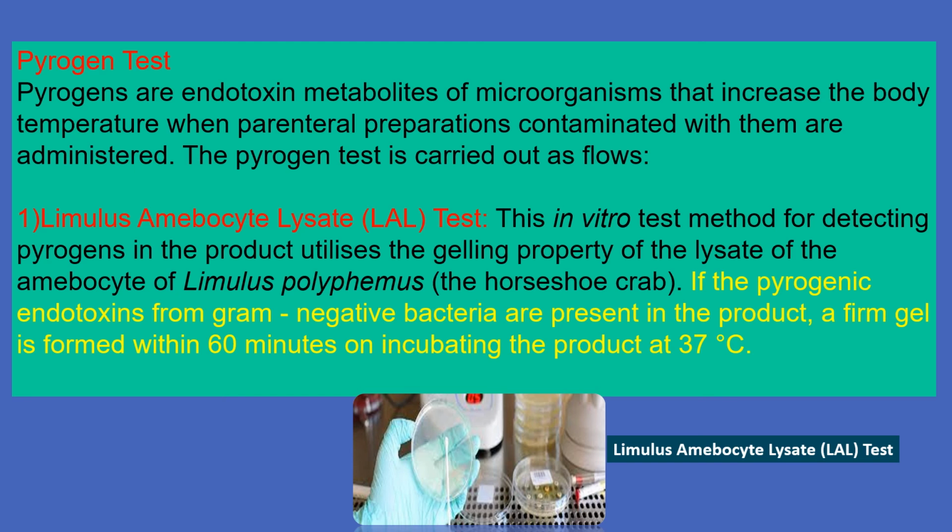First, we have the LAL test. This in vitro test method for detecting pyrogens in the product utilizes the gelling property of the lysate of amebocytes of Limulus polyphemus, which is also known as the horseshoe crab. If the pyrogenic endotoxins from gram-negative bacteria are present in the product, a firm gel is formed within 60 seconds on incubating the product at 37 degrees Celsius.